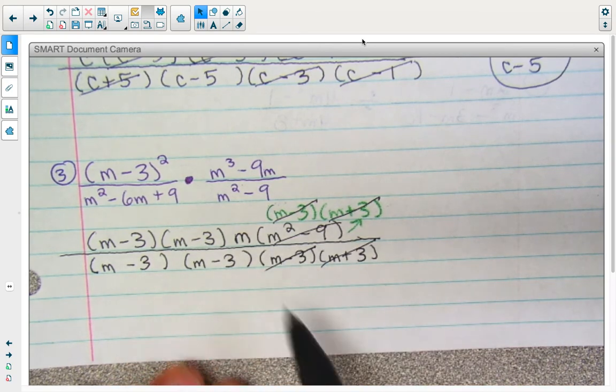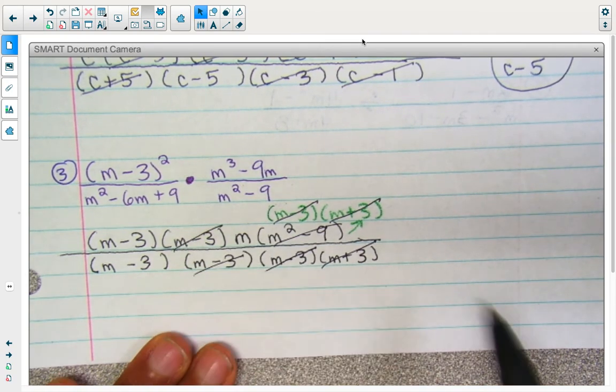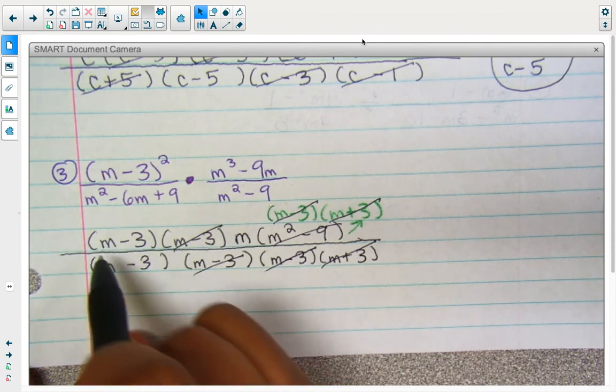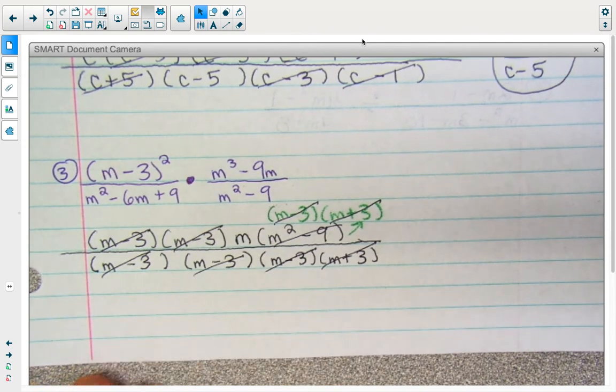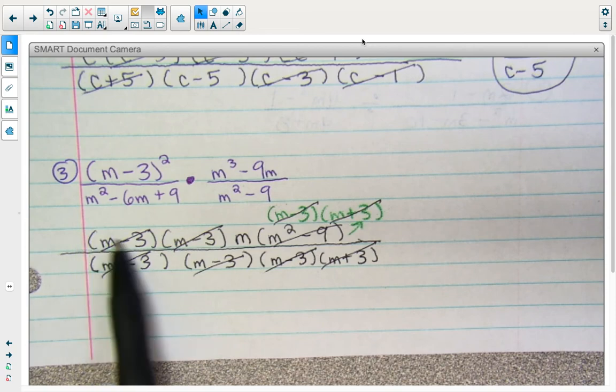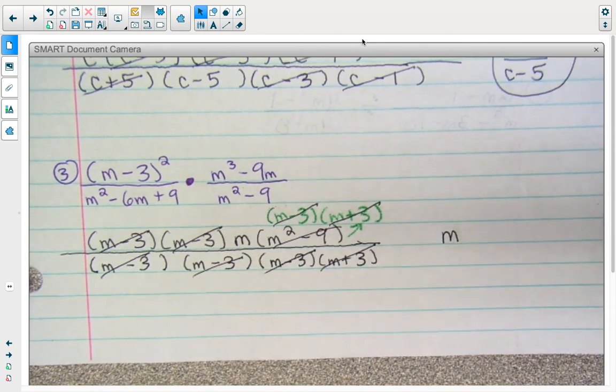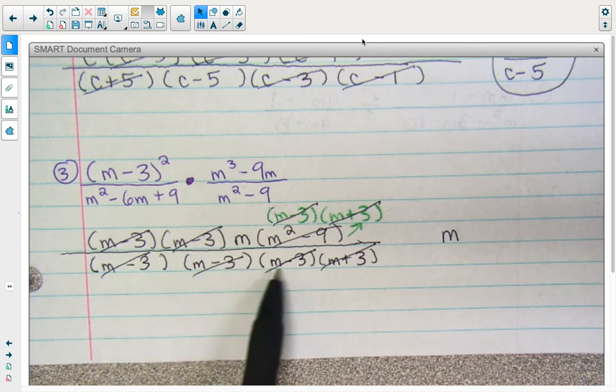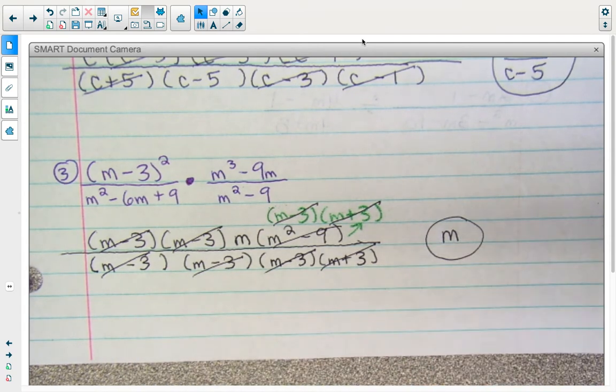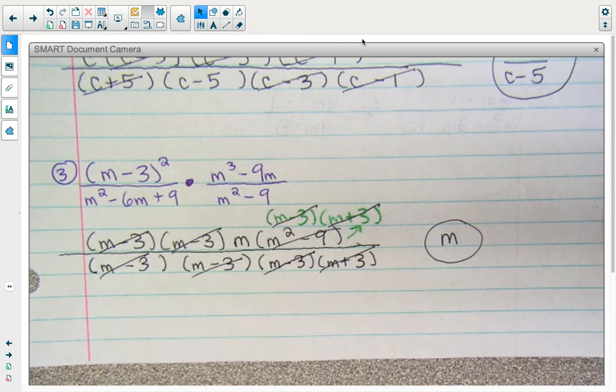I have an m minus 3 that goes away. And I have another m minus 3 that goes away. So it looks like the only thing that's left on top here is m. So m is left on top. And then left on the bottom is absolutely nothing. So there's no need to put the number 1 there. So our final answer is m. All of that simplified to m.